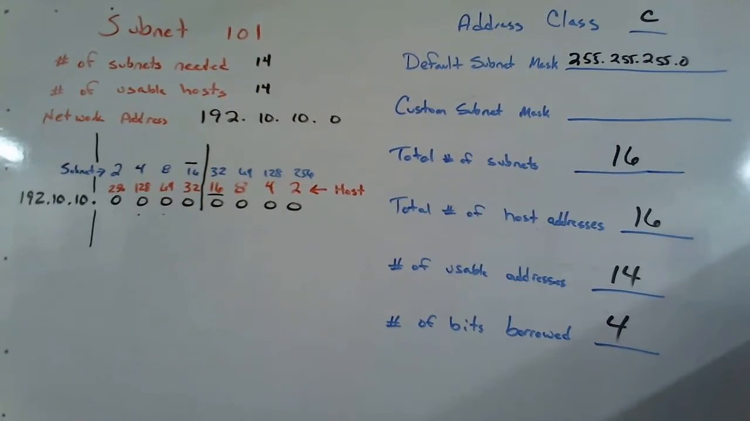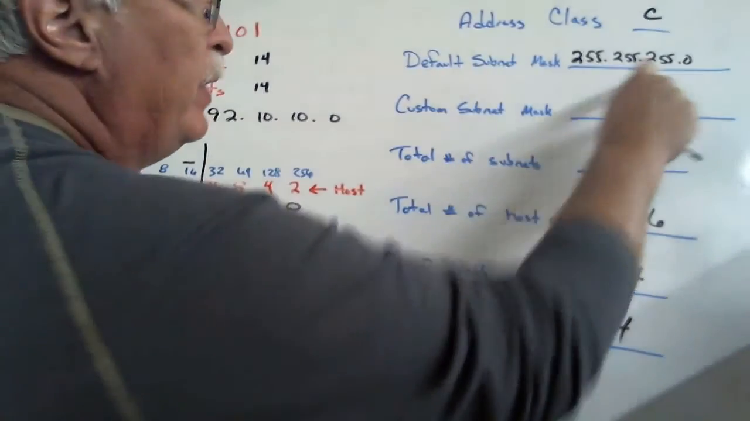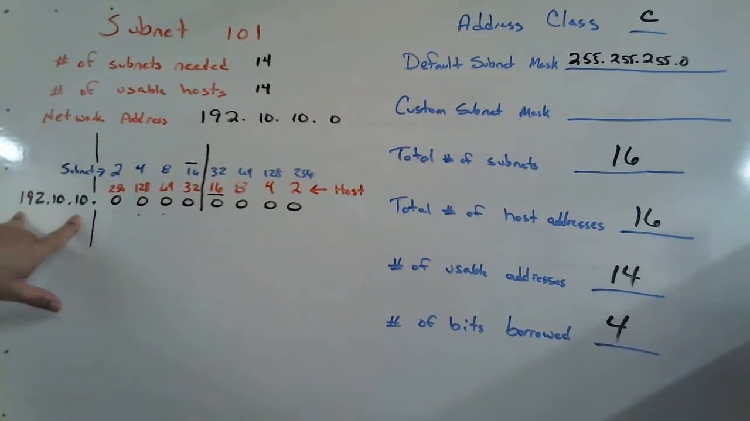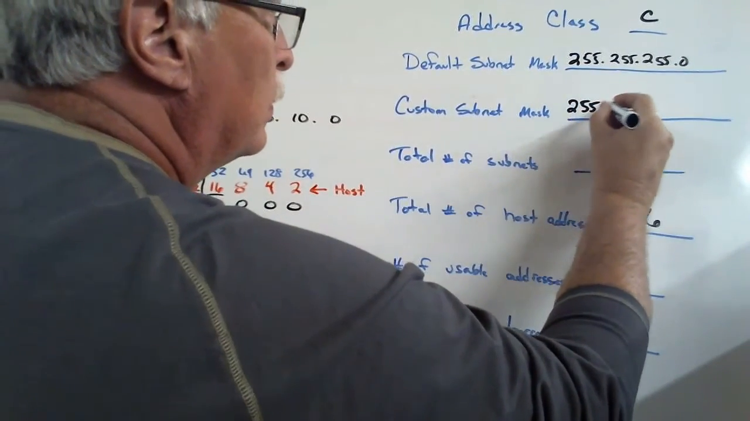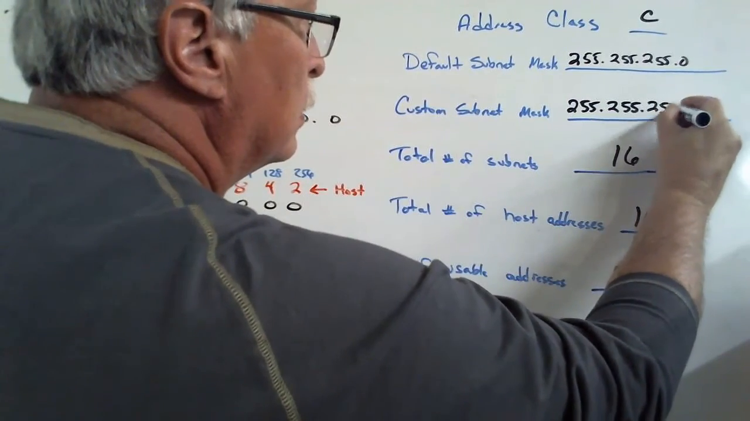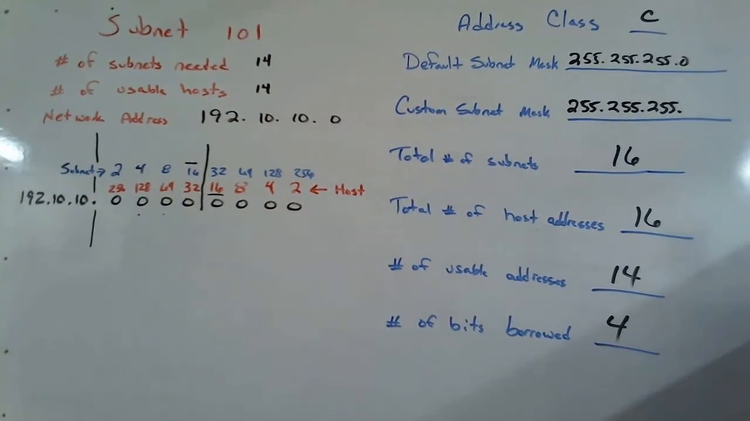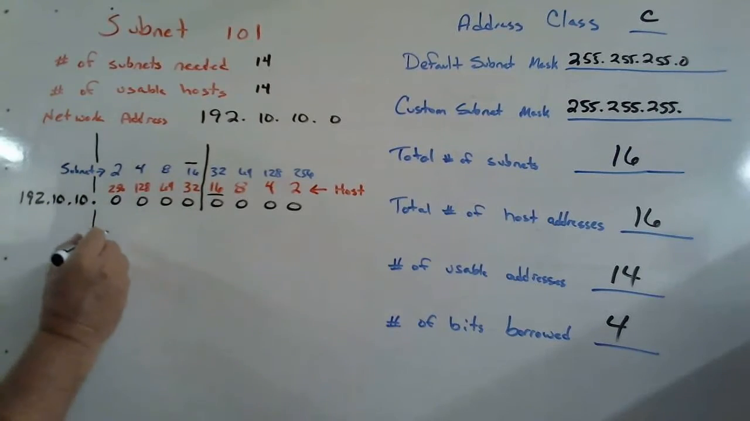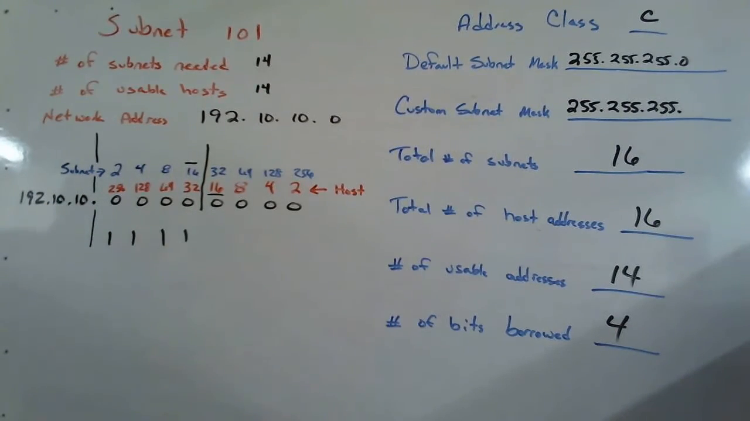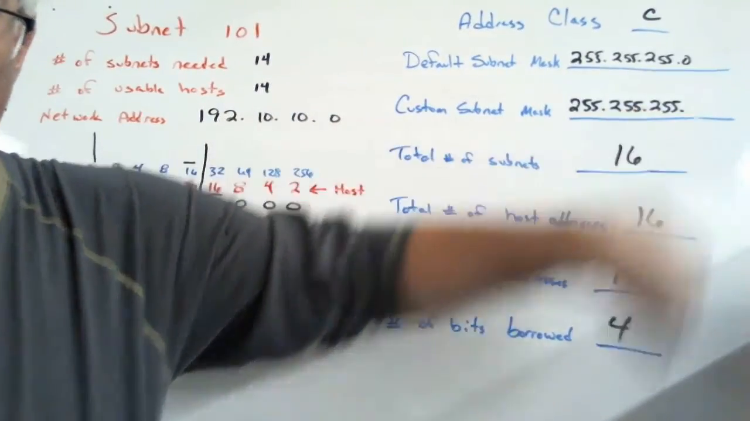Now, the first thing I'm going to say is the original 3 255s, remember I said we couldn't change these numbers? They have to stay 255s. So I'm going to put that much up here. What we've got to figure out is what does this zero now become? Well, that zero was 8 zeros, but once we borrowed those bits, these now become ones. Now we have to convert this binary number into decimal. That is what goes in that last place.